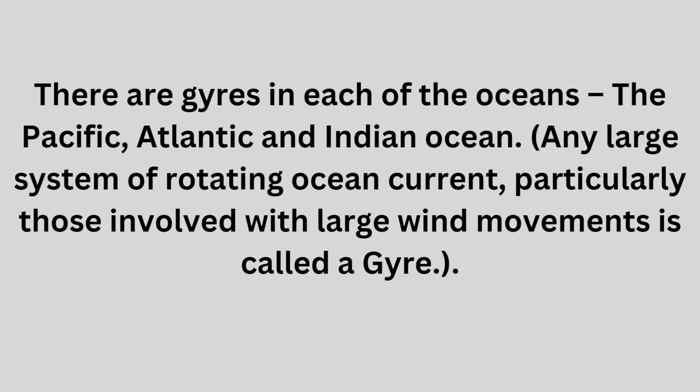What is a gyre? A system of rotating ocean currents, particularly those involved with large wind movements, is called a gyre. A large wind movement in a certain space causes the water surrounding that area to move in a circular way. It can be clockwise and it can be anti-clockwise. That big circular movement, we call a gyre.